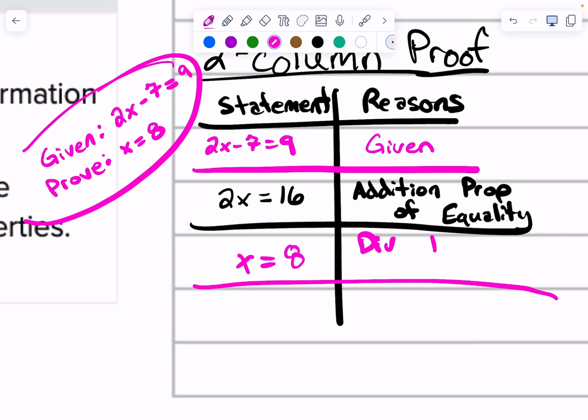The division property of equality. I'm going to write DPOE, as that's how we will abbreviate it. The division property of equality. And guess what? I am done with my proof. I have gotten to the point where I know that x equals 8. Here is the justification for why that is true. And I am done. Okay?